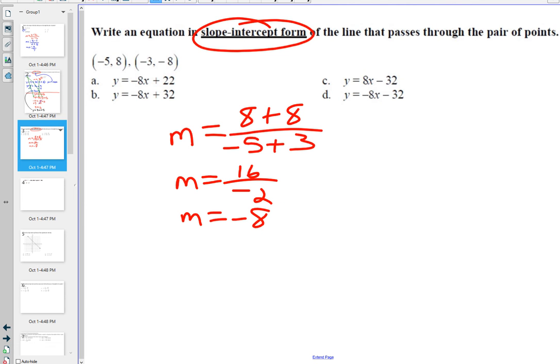Hey, look, Mr. Romero, I've been able now to eliminate one of these, so at least now it's down to 3. Can I just guess? No. Show me that you know how to find both.